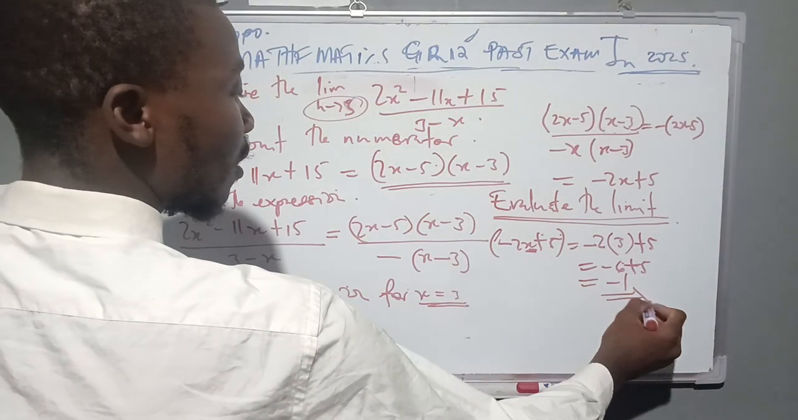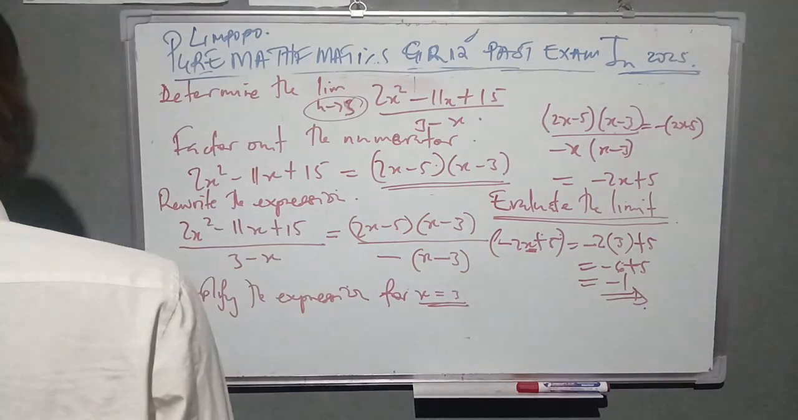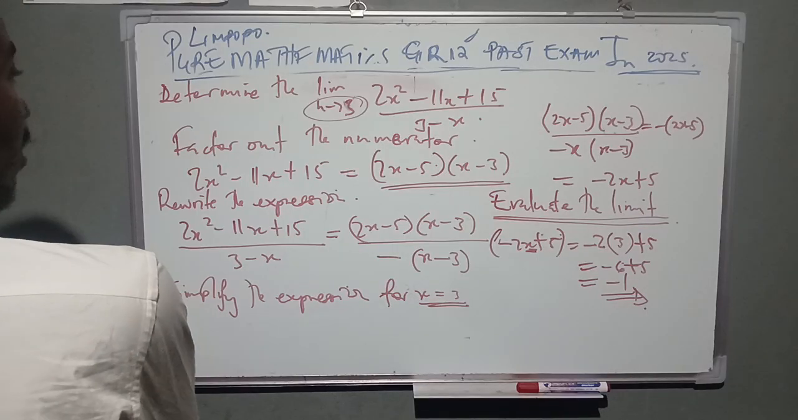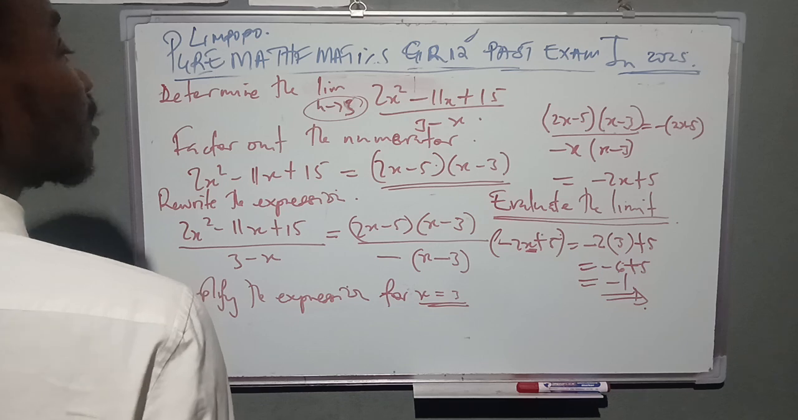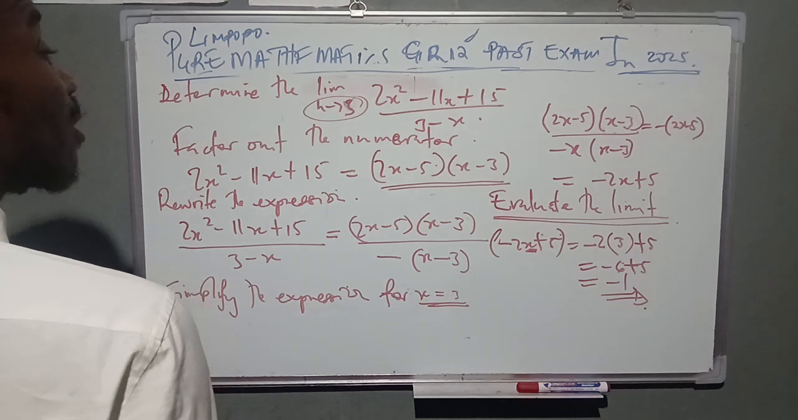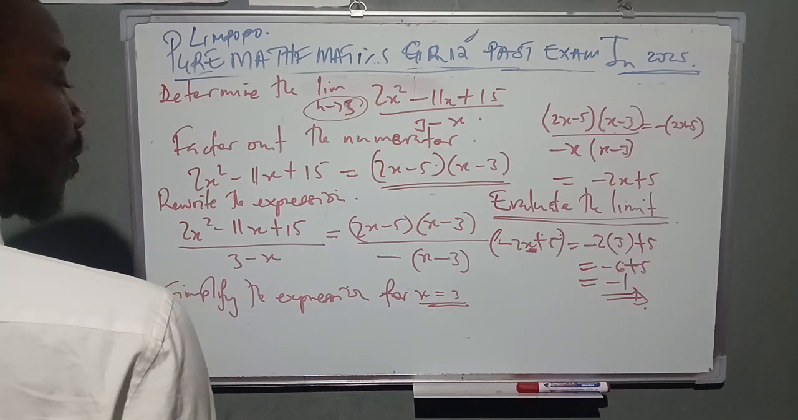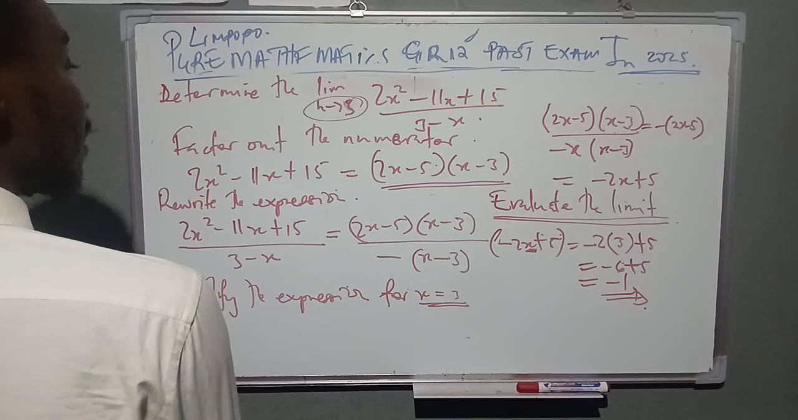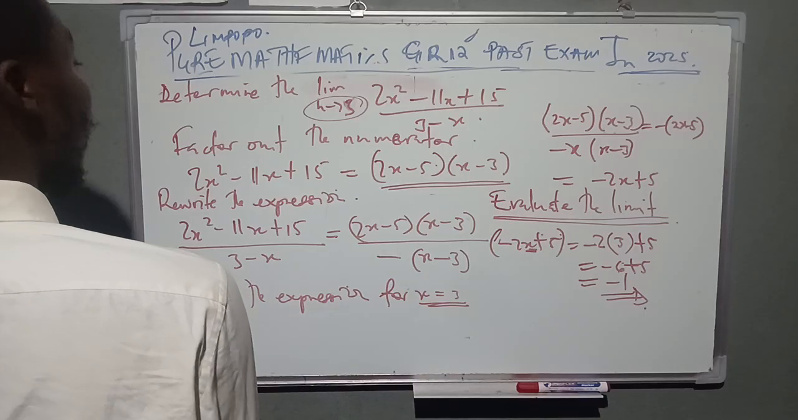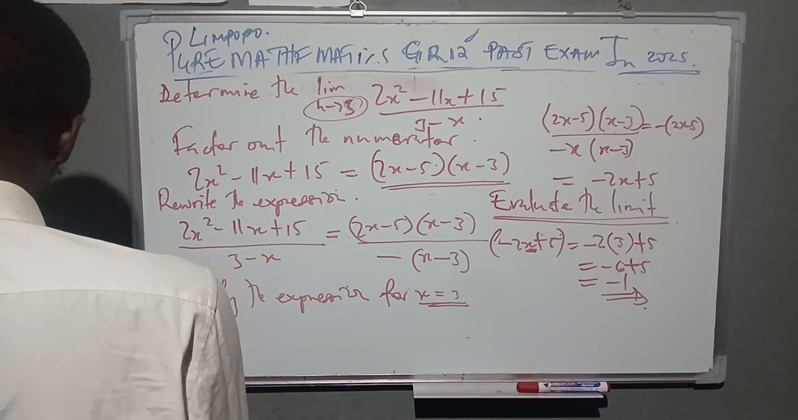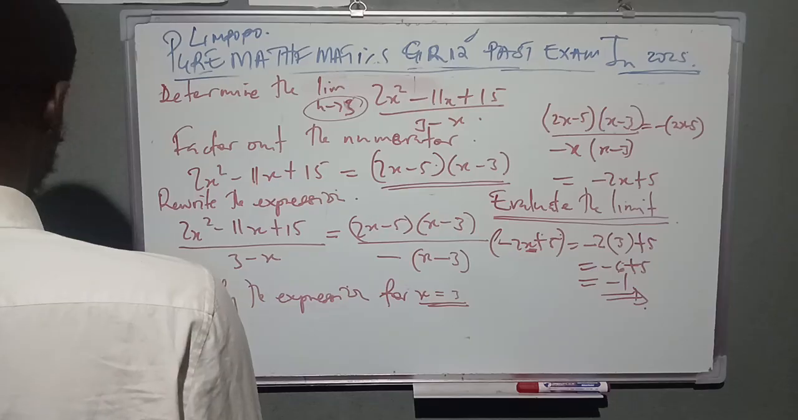So this is the answer for the question where we wanted to evaluate the limit as x approaches 3 of x squared minus 11x plus 15 over 3 minus x. So that was the solution for that question.